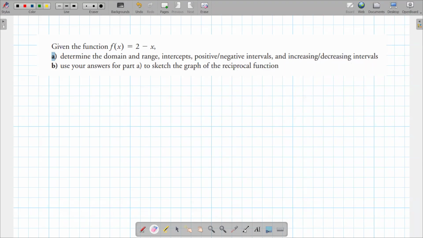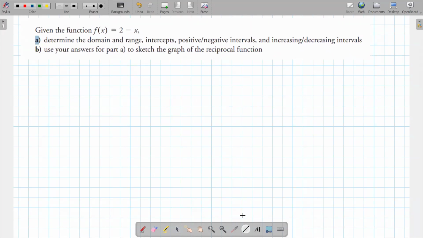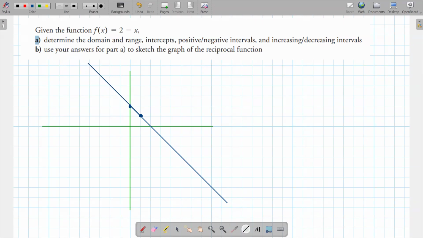So to graph a reciprocal function, the easiest thing to do is you graph the parent function. So let's make a grid. And our function is 2 minus x. So we know how to graph a linear function. The y-intercept is 2. The slope is -1. It means for every 1 unit you go down, you go 1 unit across right there. To graph a linear function, you just need 2 points. And this is f of x.